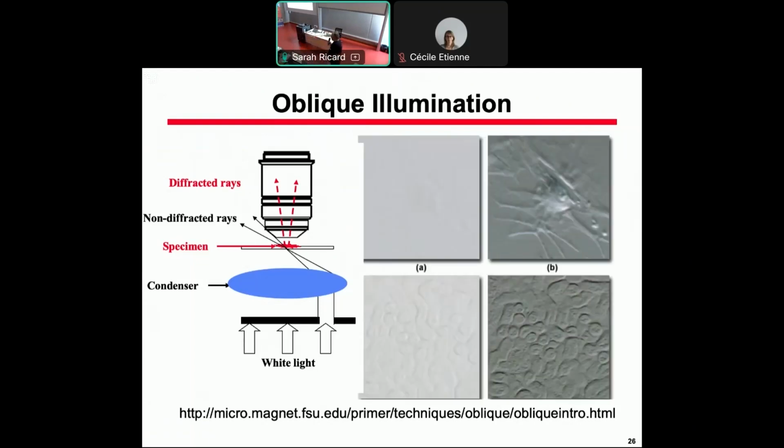And this is the kind of image you get. This is the image I've shown you previously. By image processing, you see something. Here we clearly see the sample. And here is another sample. It's a little bit better, but with oblique illumination, it's much better.